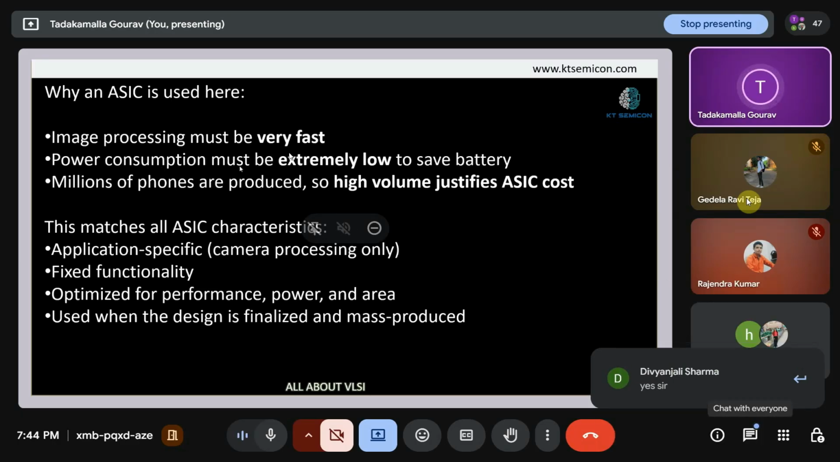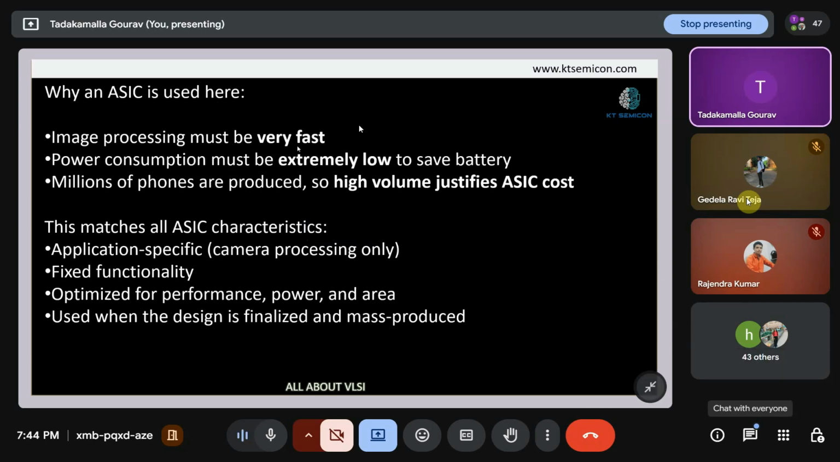So for image processing, that must be really fast. Suppose we are taking a picture, and after taking your picture, let's say the mobile phone you are using, if you are taking it in portrait mode, it needs to blur your background. If it is taking 1 hour, then are you going to use that mobile phone? No, right? It should do that process in a few seconds, right?